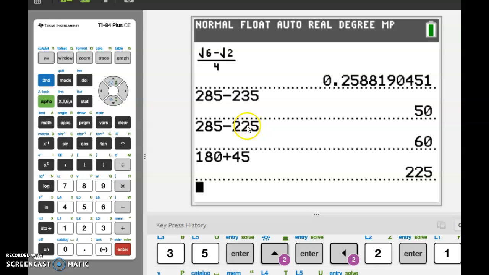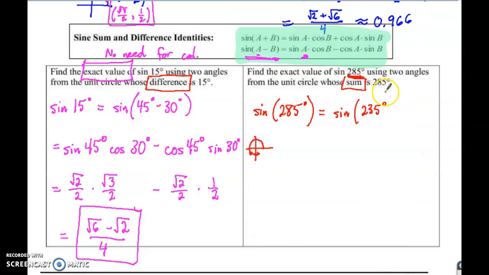I don't know why I was thinking 235. That was just wrong. So I'm going to go back and change it to 225 plus 60 is equal to 285. So that was wrong. So this is kind of a teachable moment that even your math teacher sometimes makes silly mistakes like that. Like, I know 235 is not in the unit circle. I just poorly added 45 to 180. Anyway.